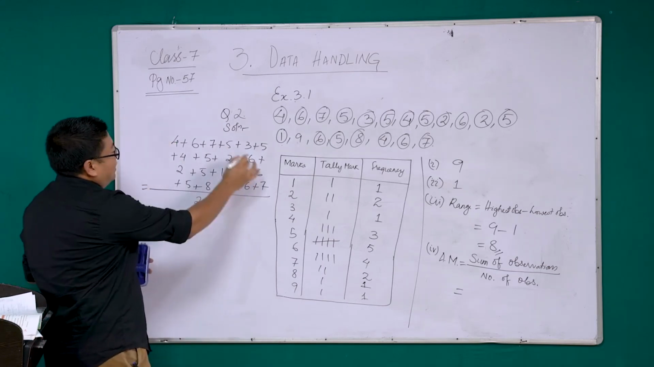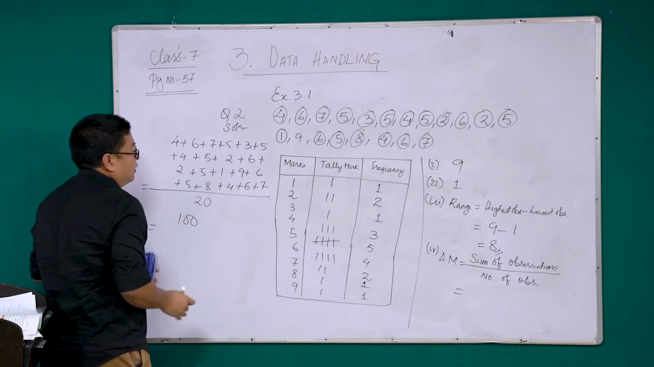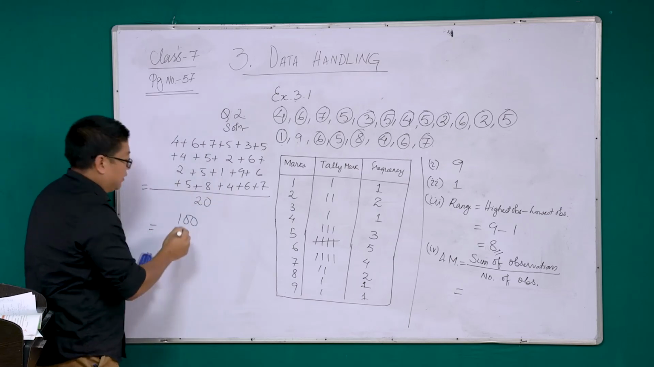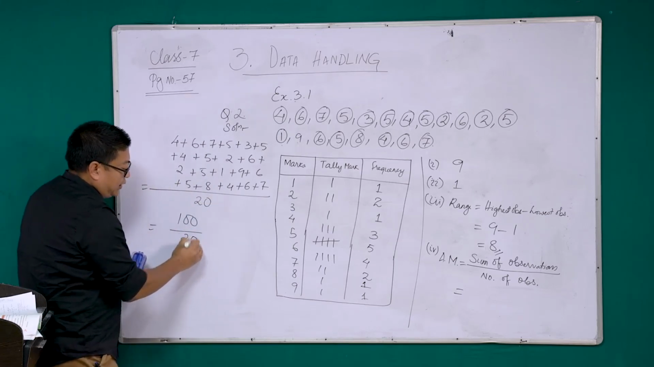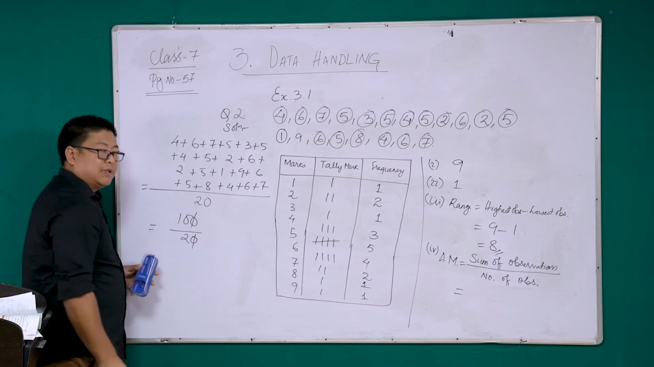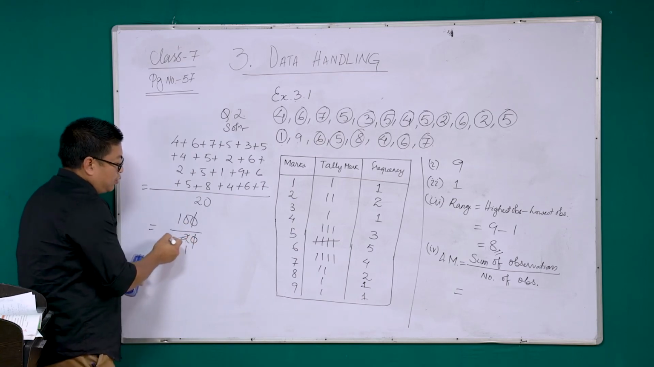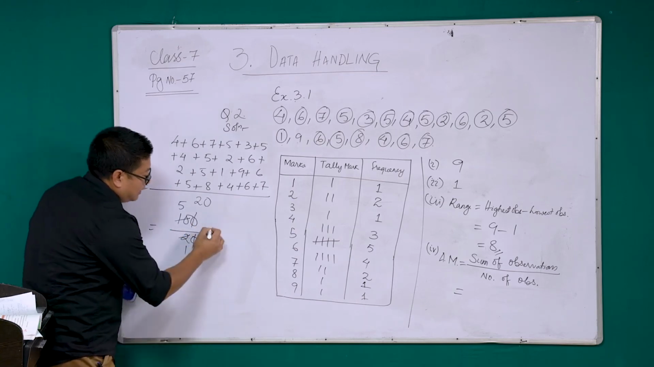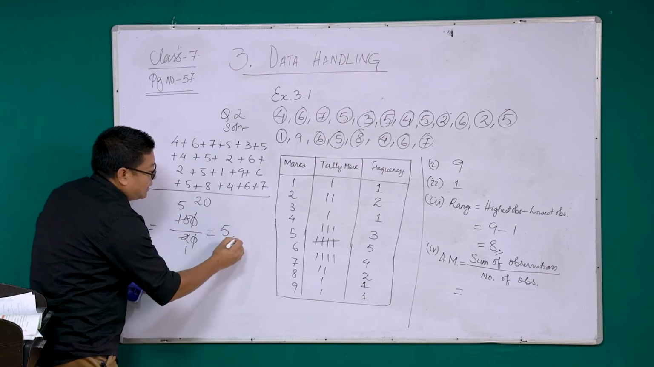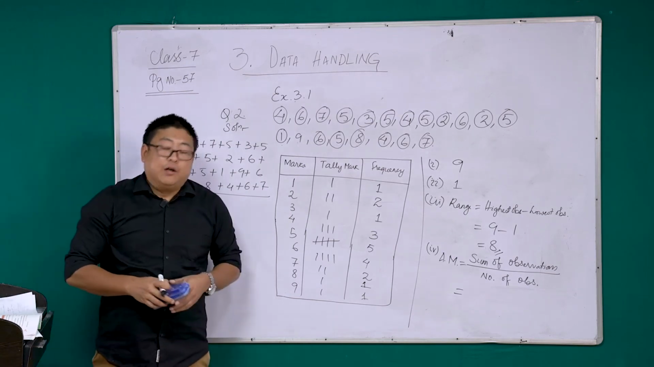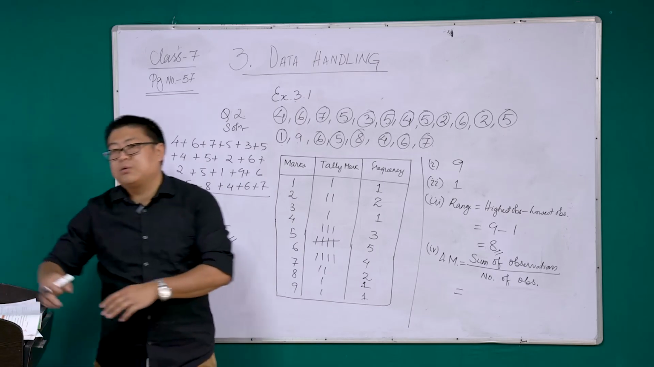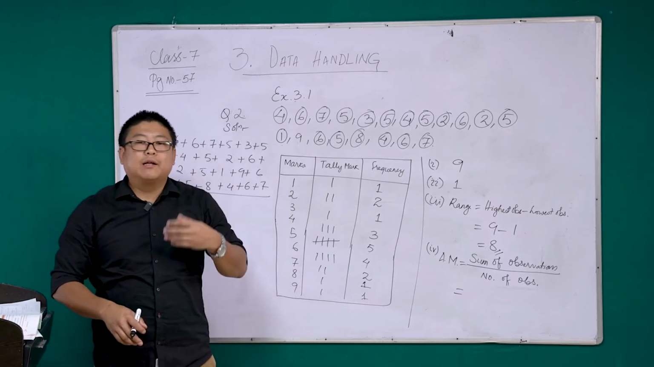Now when you add them, you're going to get 100. Now 100 will be divided by 20. This 0 and this 0 in one place will be cancelled. 2 into 1 is 2. 2 into 5 is 10. So your arithmetic mean is 5. So this is all about range and arithmetic mean.